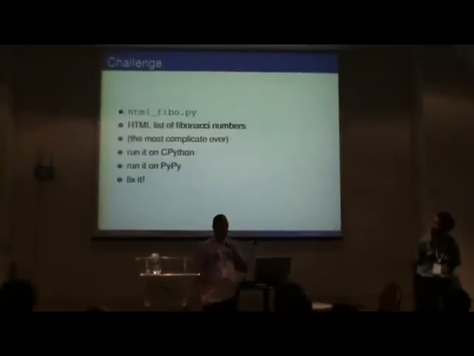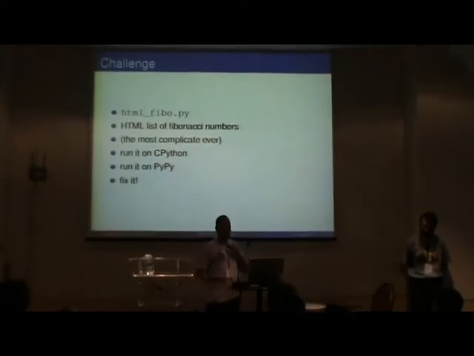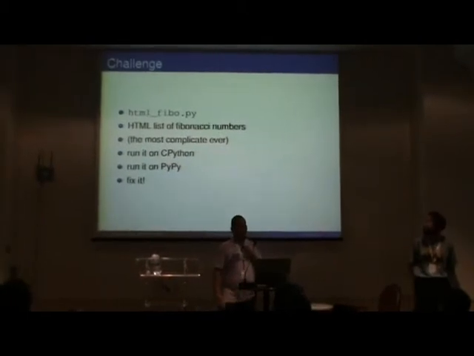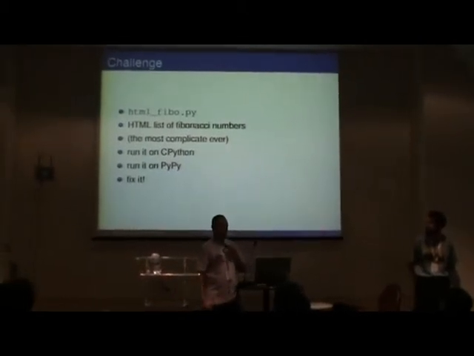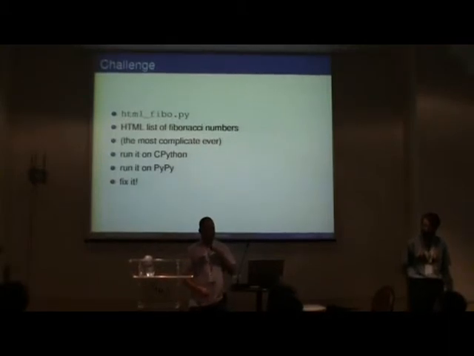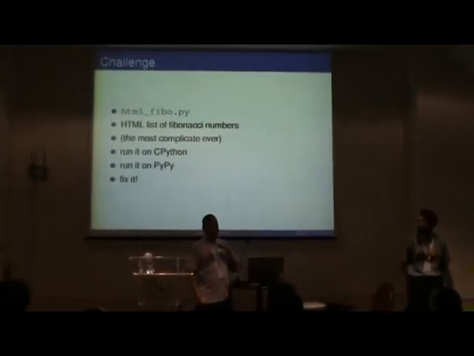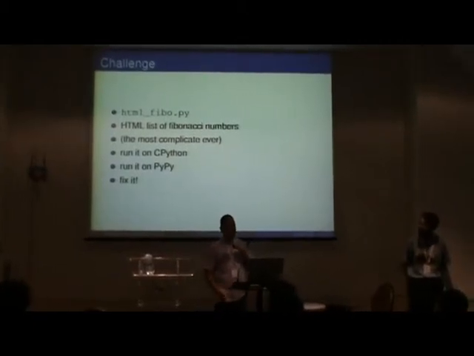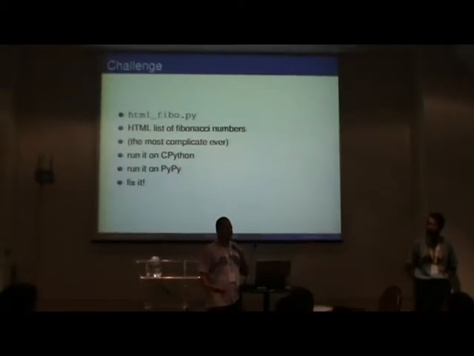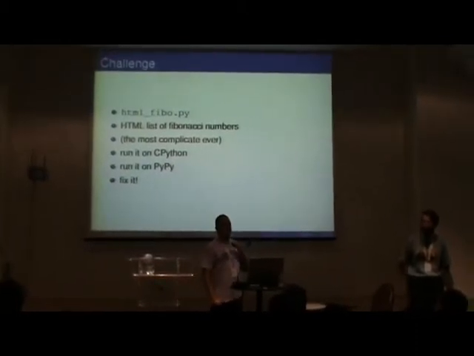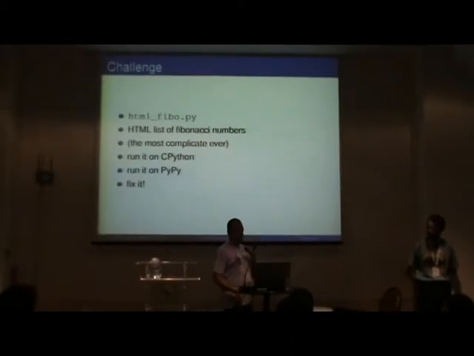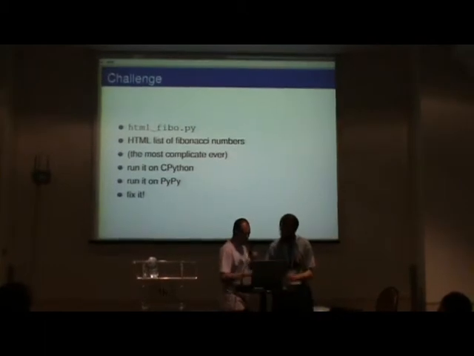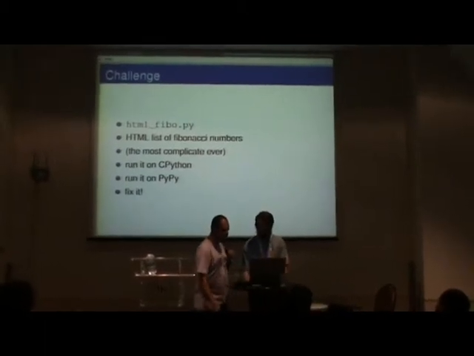For example, during the training session, we will give a challenge to the participants. There is this program which prints an HTML list of Fibonacci numbers. The implementation is deliberately complicated to introduce bugs that seem to work fine on CPython, but they don't on PyPy. And so you will try to run it on CPython, to run it on PyPy, and to fix it. Can we try to run the HTML demo both on PyPy and CPython?